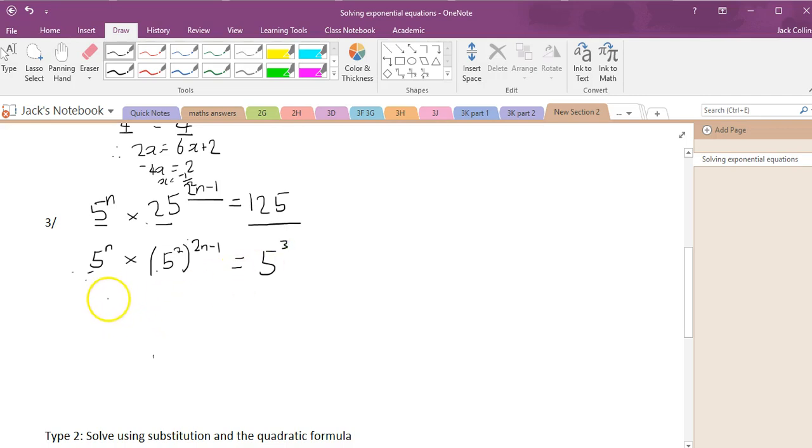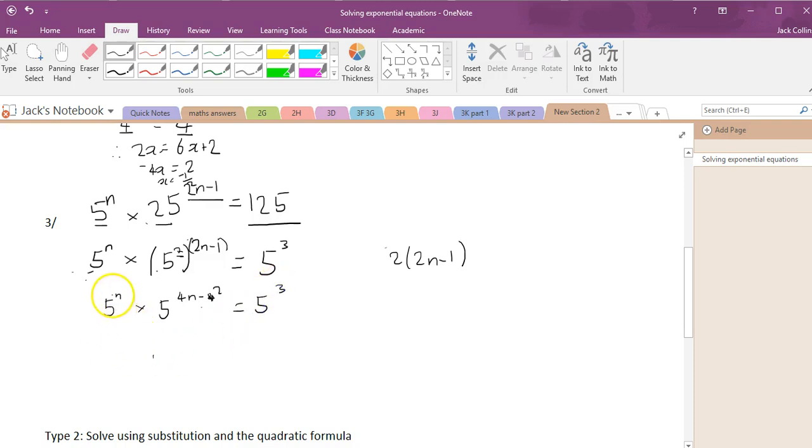Alright, so 5 to the n times by 5 to the 4n minus 4. Now you've got to be really careful here, guys, when you're multiplying everything in the brackets by whatever's outside here. So that's 2 times by 2n and then 2 times by negative 1. So I've realised I made a mistake there, so that should be negative 2. Okay, so that's 4n minus 2. The fact that I went back on that, did the working on the side, stops that silly mistake, which I just made there, but I picked up on it. It's equal to 5 cubed.